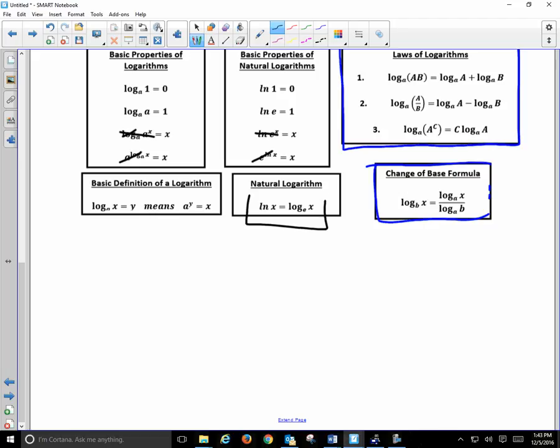This one would be for Rhiannon. Natural log is log base e, so always a nice piece to keep in mind.